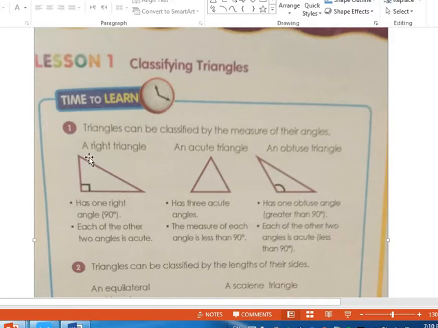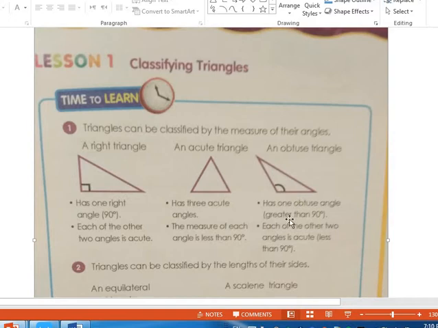So I have here a right triangle. I said right angle here in the right triangle, and an acute triangle, all angles acute, and an obtuse triangle, one angle is obtuse. The right triangle has one right angle, 90 degrees. Each of the other two angles, as you see here, are acute. The acute triangle has three acute angles. The measure of each angle is less than 90 degrees.